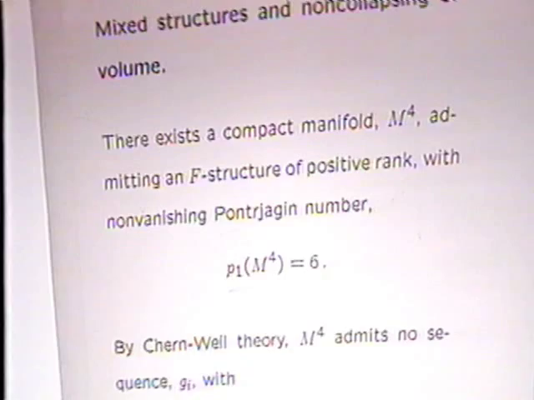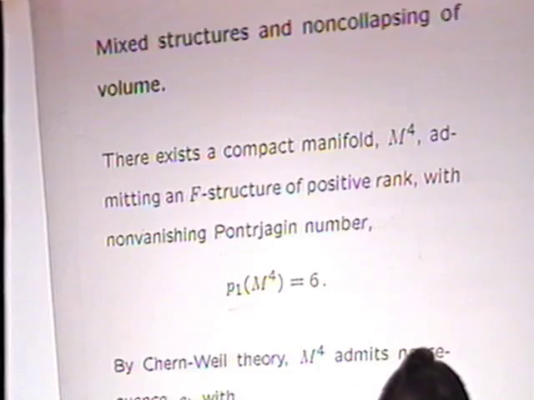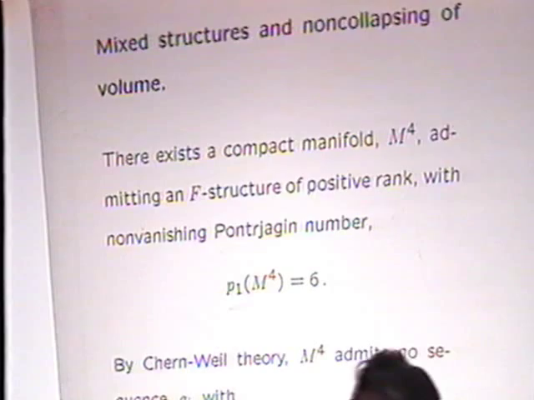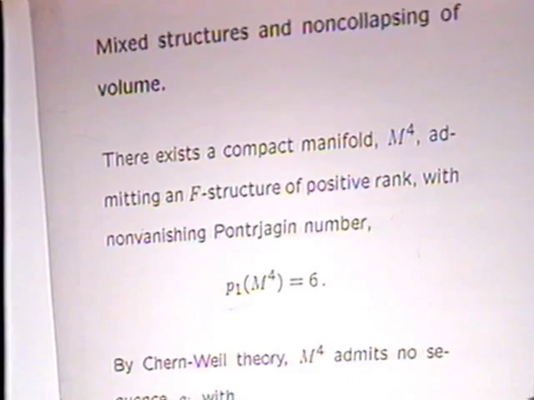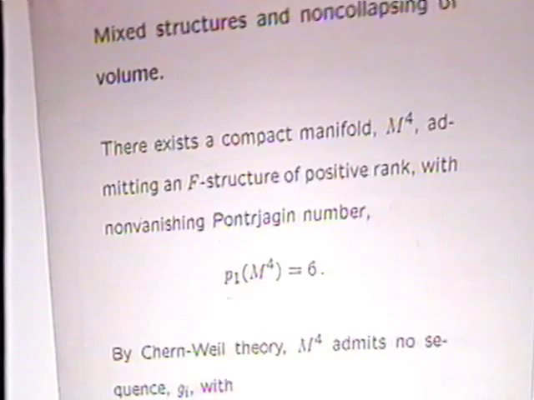So you may remember that there's a connection between curvature and characteristic classes. If you don't know this, you have to just kind of believe what I'm saying. There's an invariant of a four-manifold called the first Pontryagin number. It's the first Pontryagin class evaluated on the manifold. The Pontryagin classes can be expressed in terms of curvature.